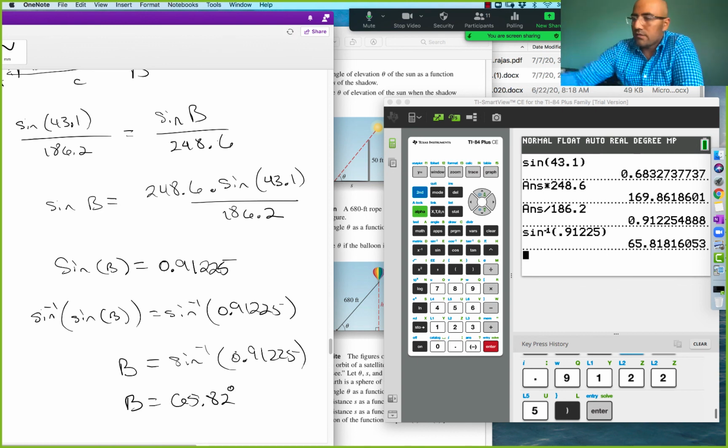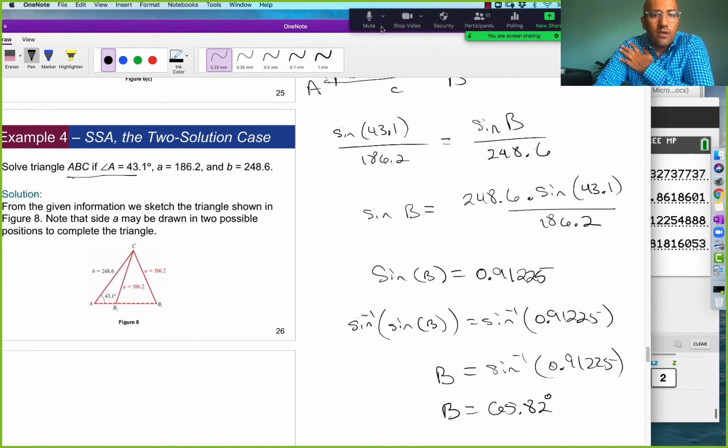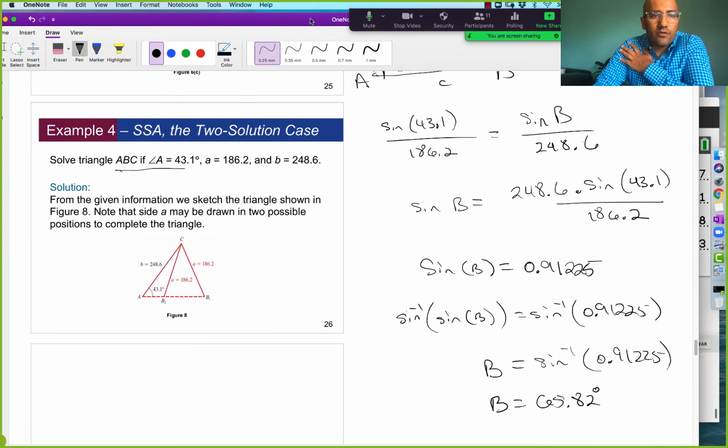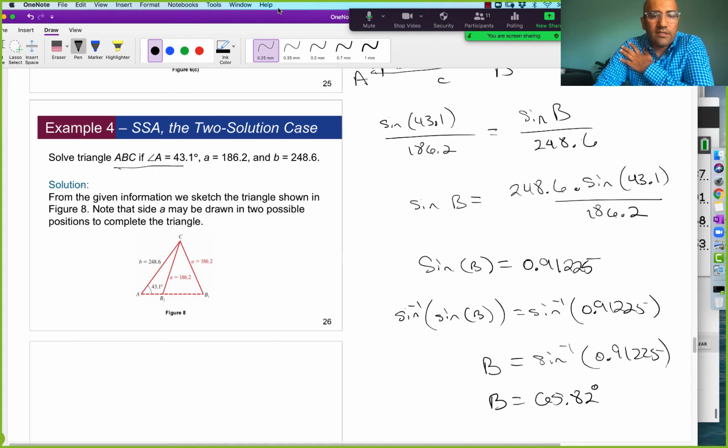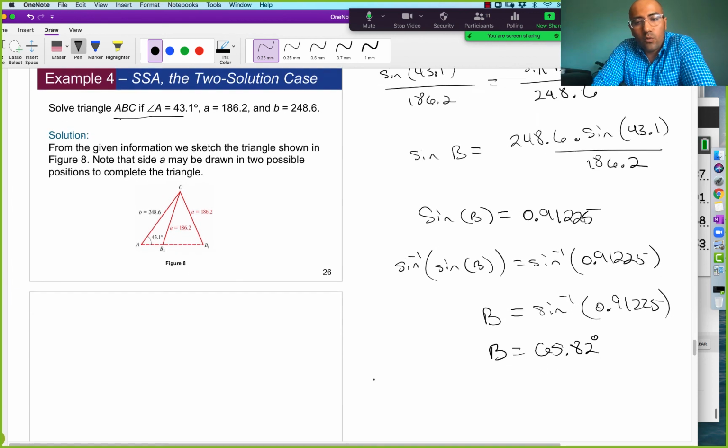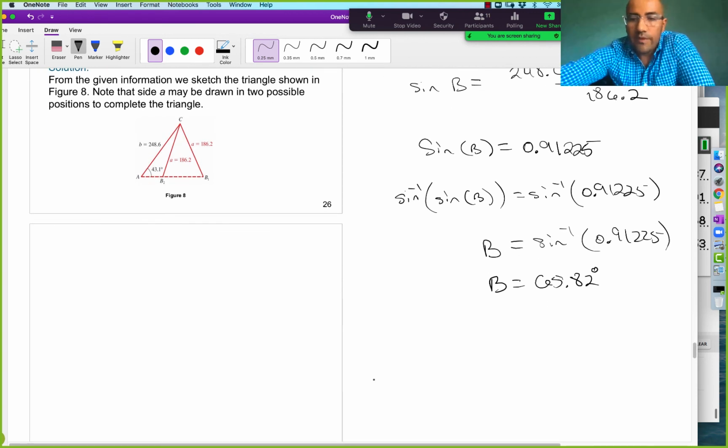65.82 degrees. Okay, but this is when we have to start thinking about the other possibilities. When we use sine inverse, remember we restrict the domain of our sine function in order to make the sine function a one-to-one function. But there might be another answer, right? So let's attack it from this perspective.